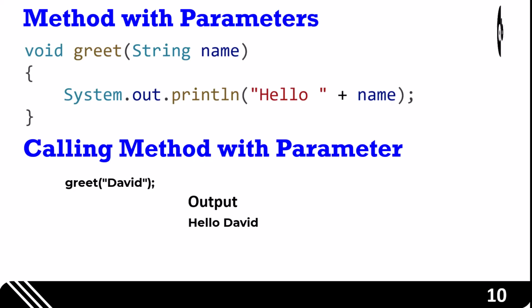Methods with parameters. To make methods more flexible, we use parameters. If we define a method greet with a parameter String name, we can pass in a specific value, like David. The method then processes that specific input to output Hello David.